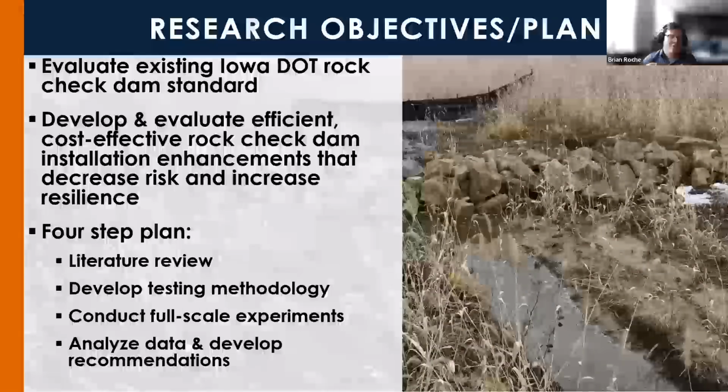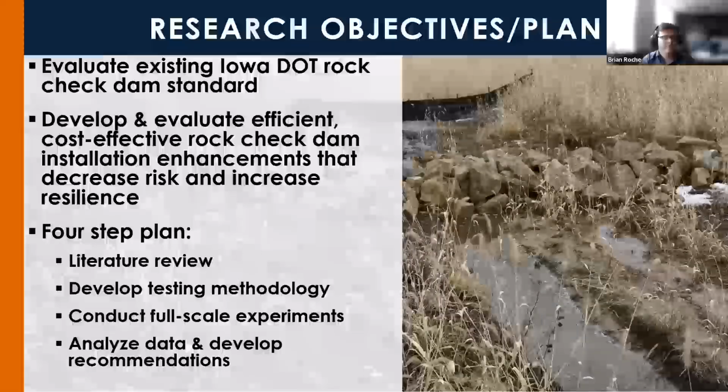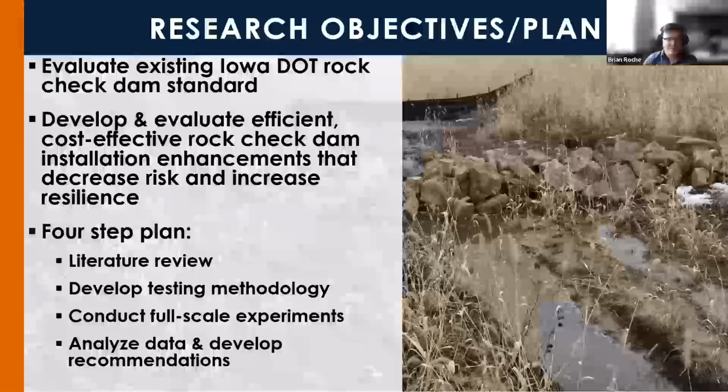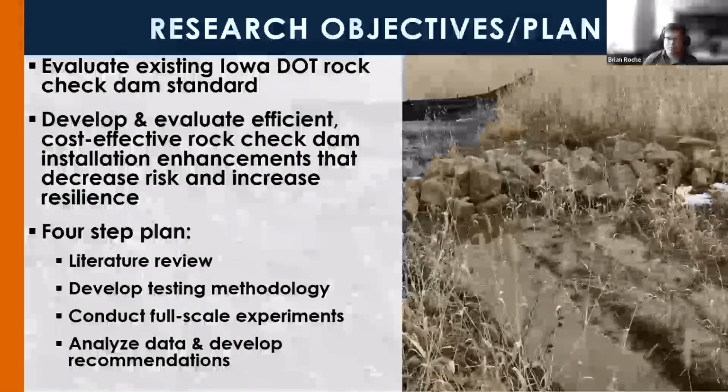So for this research, we evaluated the existing Iowa DOT rock check dam standard. We developed cost-effective and more efficient modification enhancements that both decreased soil loss risk as well as increased resilience. So we did a literature review with this, developed our testing methodology, conducted experiments, and then used the results of those experiments to develop recommendations.